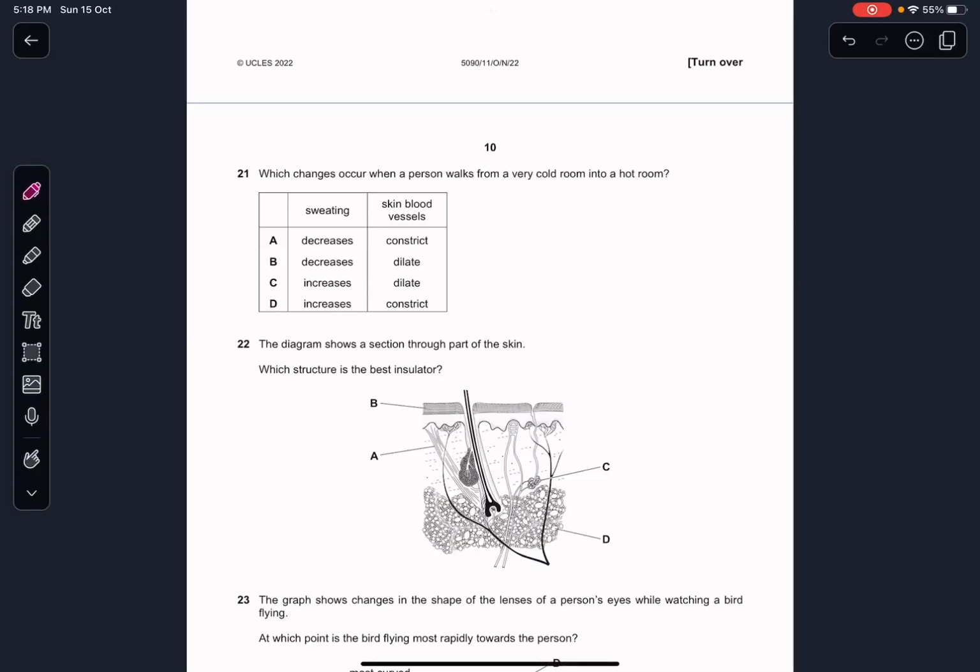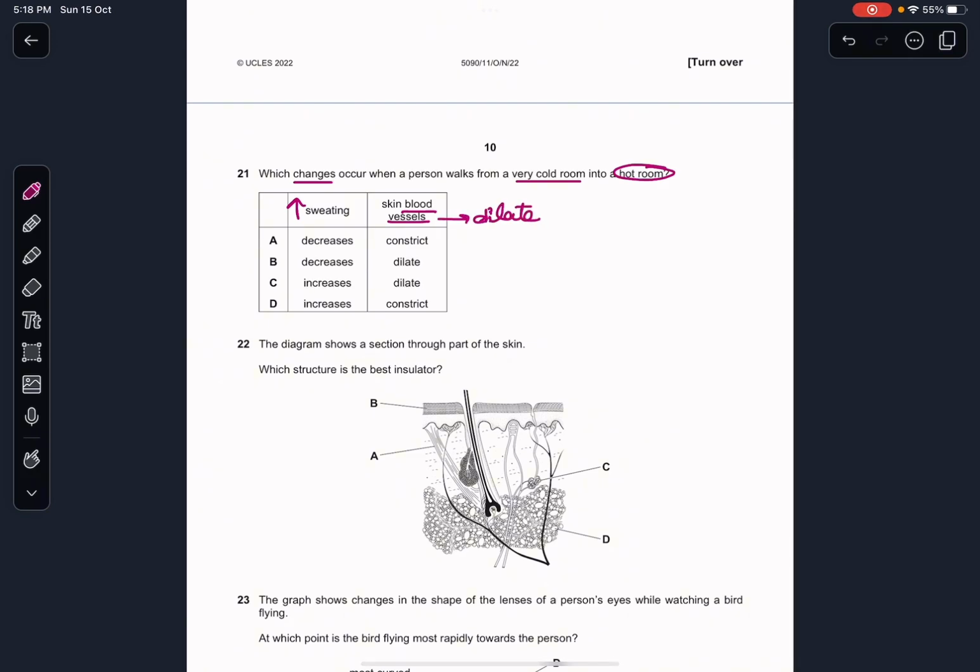Okay, so the next question is, which changes occur when a person walks from a very cold room into a hot room? When a person is entering a hot room, the sweating is going to increase. We know that from our daily normal life. And what will happen to the blood vessels of the skin? They're going to dilate. Now, why do they dilate?